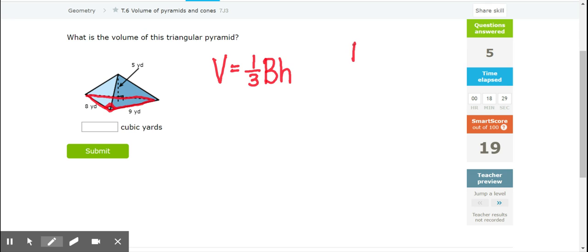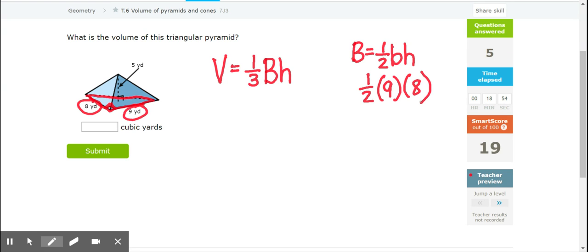Okay, so the formula for area of a triangle is 1/2 times base times height. My base of this triangle is 9, and the height, because it goes from the bottom to the top, is going to be 8. So I'm going to do 1/2 times 9 times 8. Okay? So I'm typing that into my calculator. I get 36. So my capital B for this problem is going to be 36.